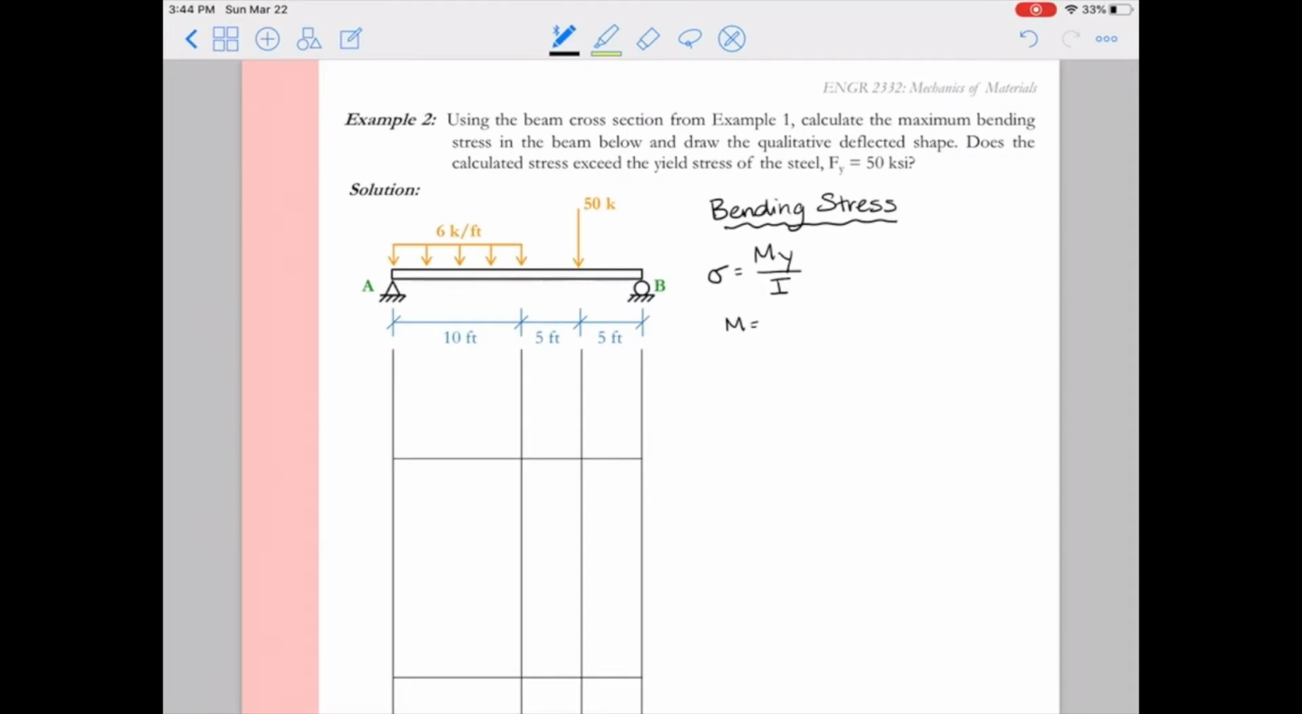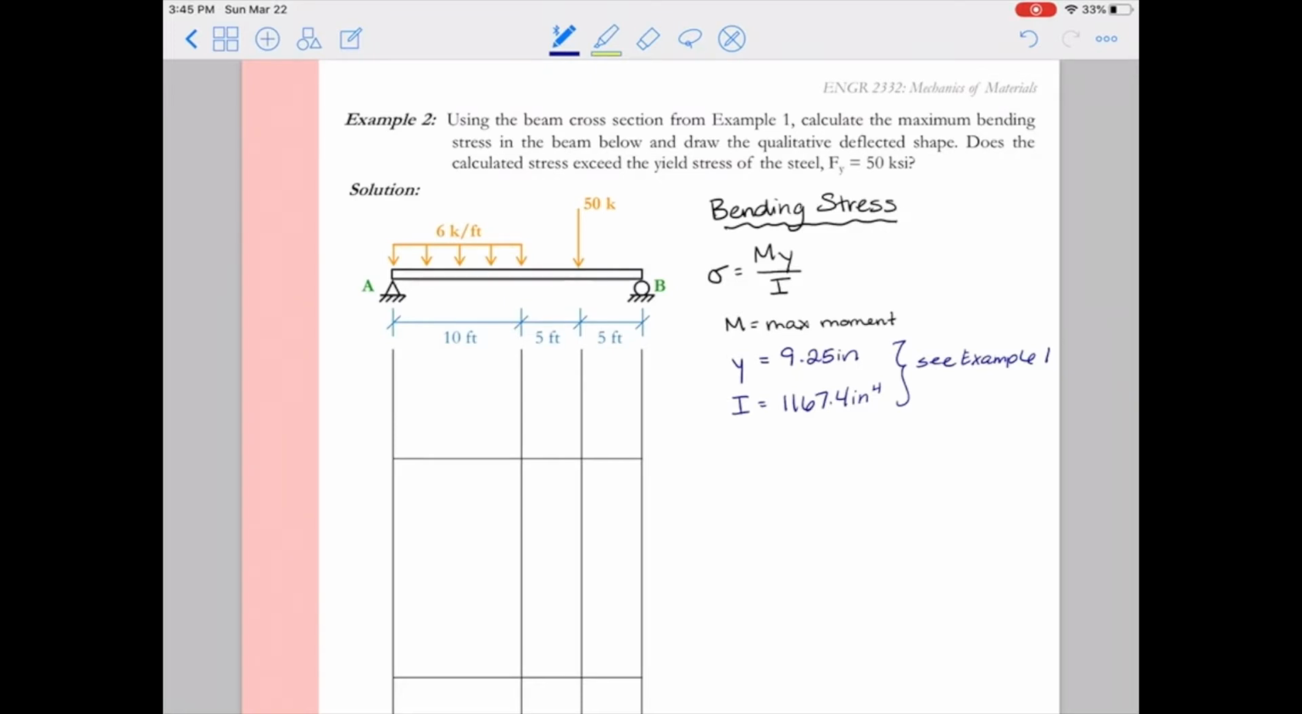So last problem, example 1, we were given a moment. But in this case, we don't know the moment, but we have the loads. So the moment, M, is going to be the max moment that we get from our moment diagram. Y is given to us. We were told that we're going to use the cross-section from example 1. So Y is 9.25 inches and I is 1167.4 inches to the fourth. So go back to example 1 if you have any questions on where these numbers came from.